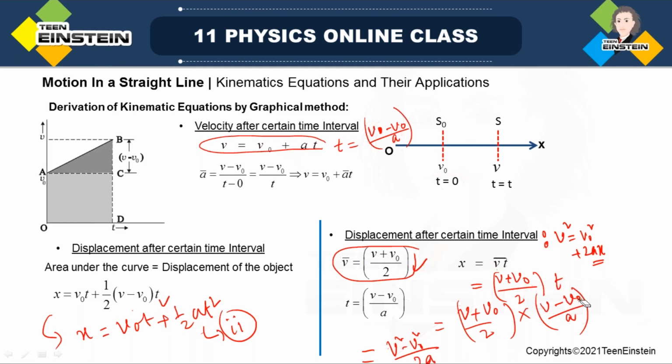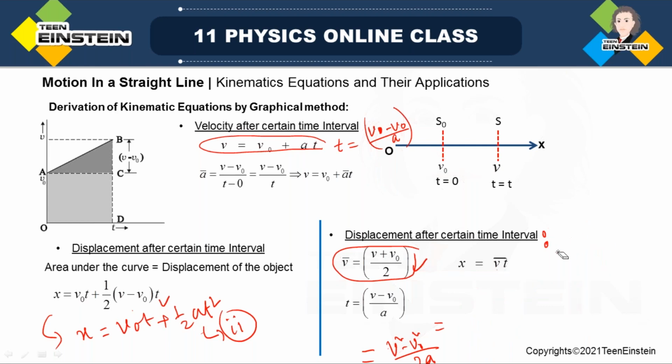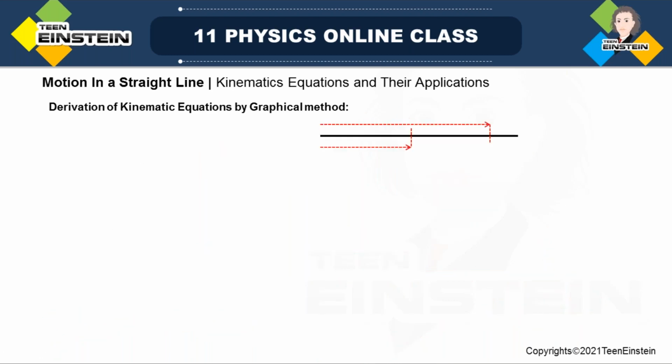So if we simplify this a bit, I'll just strike this. So what we get is x is equal to v square minus v0 square divided by 2 into a, or if we rearrange this, we will get v square is equal to v0 square plus 2ax. This is the third equation.